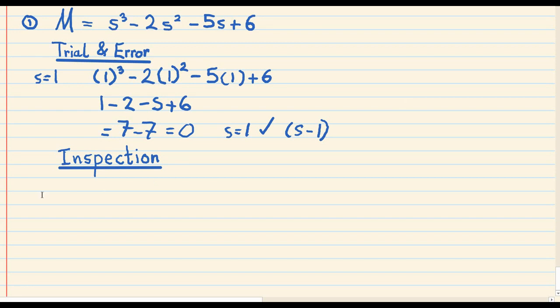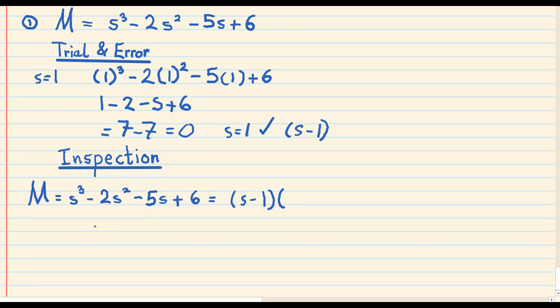When you do that, you rewrite your polynomial m. So m is equal to, now you're writing it down in the factorized form. So you have your first factor, s minus 1, which you already determined, and that'll be times some term in brackets, which you still need to determine. This is where the method of inspection comes in.